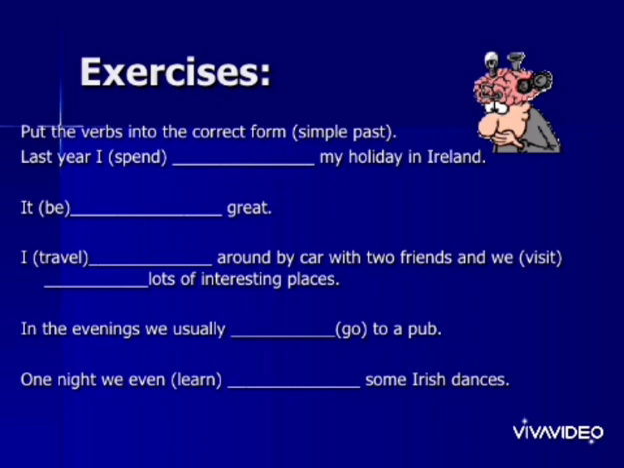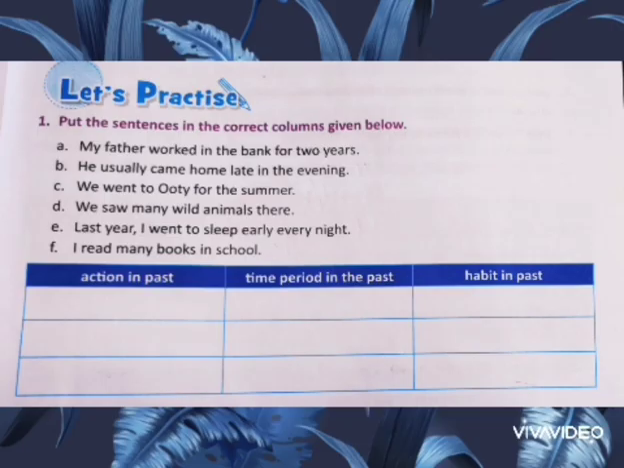In the evenings we usually, in the bracket you can see go, you have to use the simple past form of go, to a pub. One night we even, in the bracket you can see learn, some Irish dances. So you have to use the past form of learn. So do it in your copy.